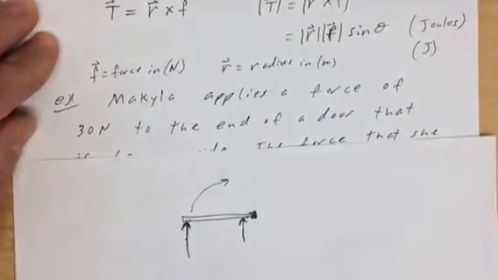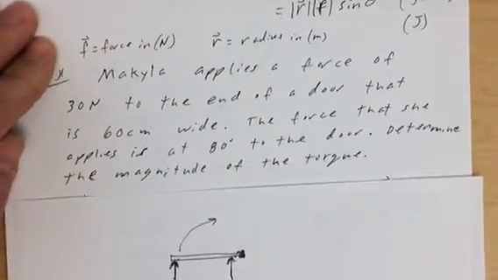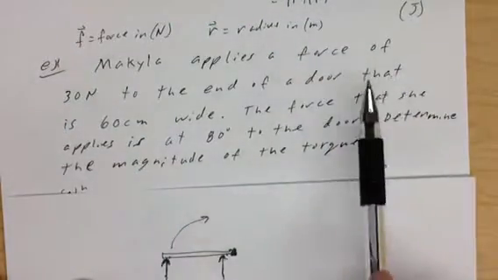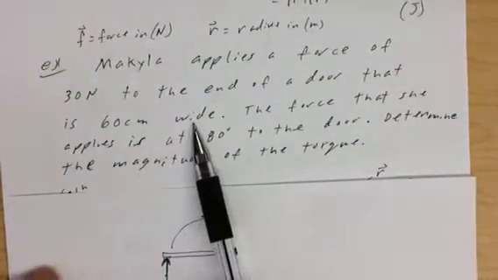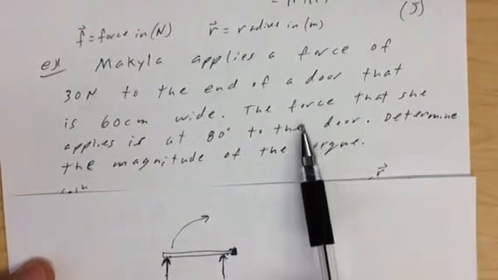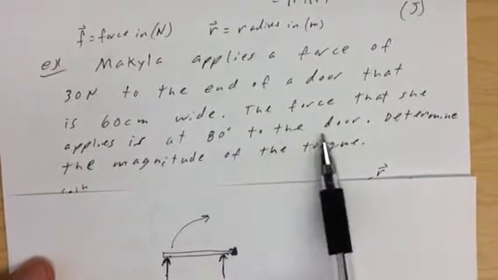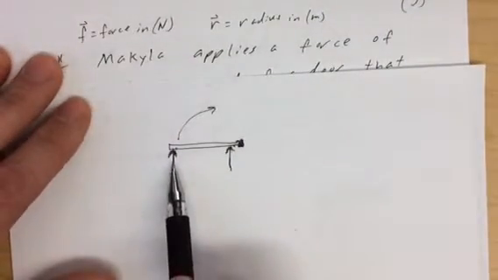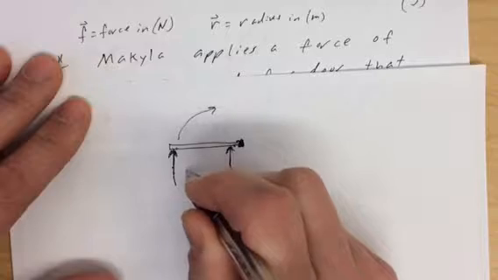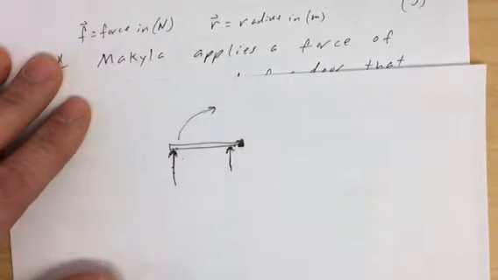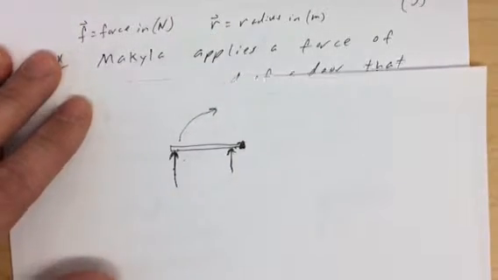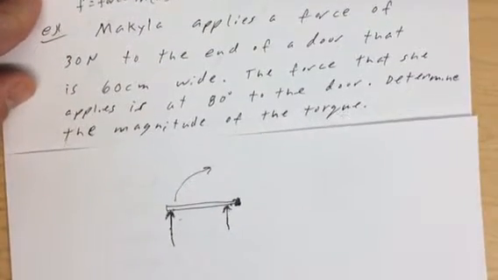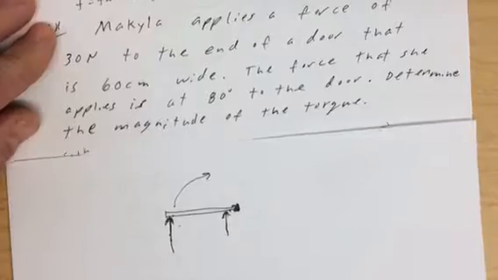So imagine we have this problem. Michaela applies a force of 30 newtons to the end of a door that is 60 centimeters wide. The force that she applies is at 80 degrees to the door. So she's not pushing directly at the door like this. She's pushing at 80 degrees to the door, like that. So she's not achieving the maximum amount of force that she could on that door. Determine the magnitude of the torque.